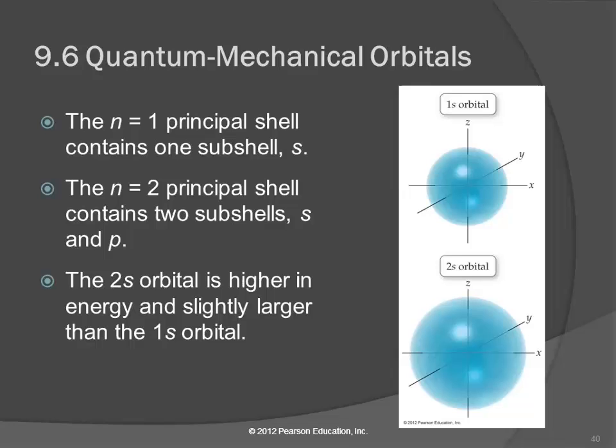So what do those higher energy orbitals look like? Well, the n equals 1 principal shell has one subshell, it's the S, and we already looked at that. N equals 2 has two subshells, S and P. And the 2s orbital looks a lot like the 1s orbital. The difference is it's higher in energy and it's a little bit bigger, but it's exactly the same shape.